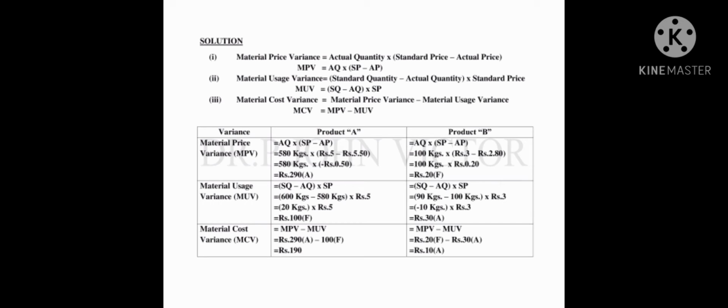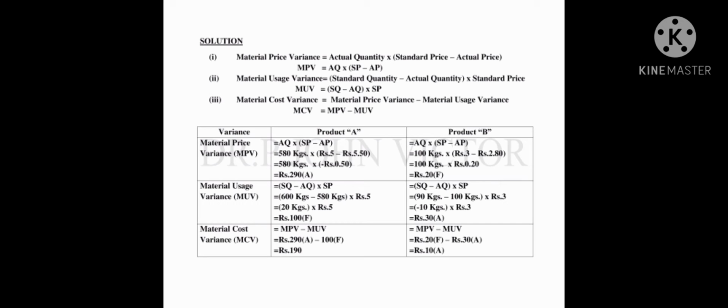Now 600 minus 580 is 20 kilograms. This is a positive value because 600 is the bigger value. Then when we multiply by 5, we get 100. This is favor because we got a positive value. So 100 favor.